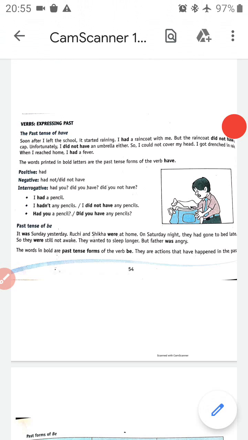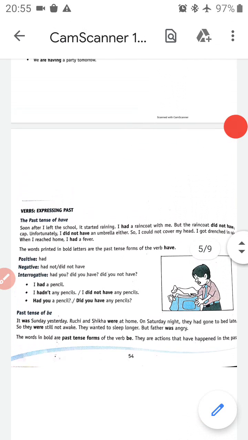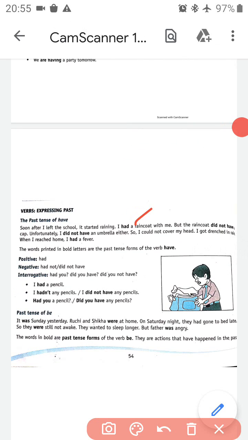Okay, so the words you are looking at over here, had, did not have, again had, these are all the past tense of the word have. The positive word over here is had, and hadn't and did not have are the negative forms. Interrogative forms are had you, did you have.